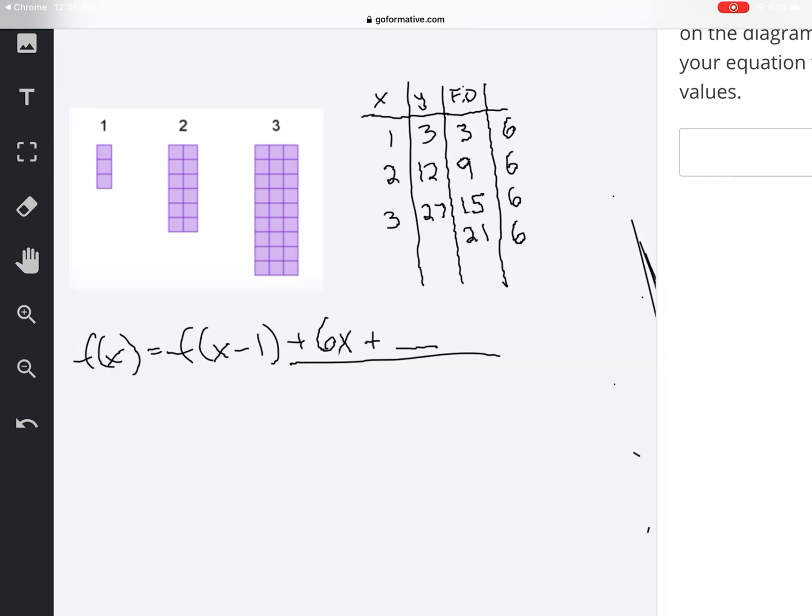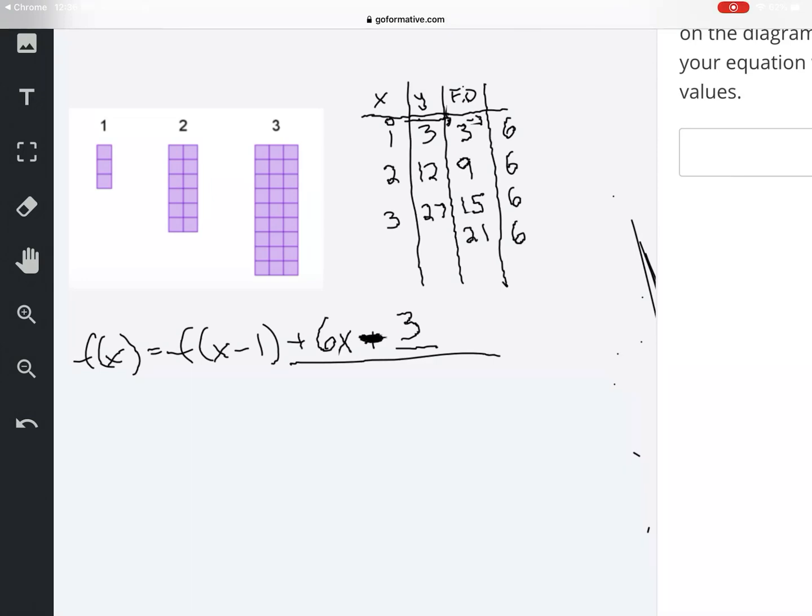plus whatever is across from 0, the y-intercept. So if I have 0 here, I don't have much room. What would go right over there? Well, it'd be 6 fewer than 3. So it'd be negative 3. So this would be plus negative 3, or I would just write 6x minus 3.